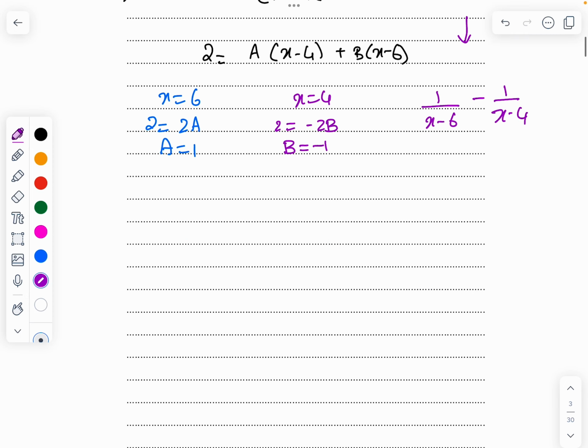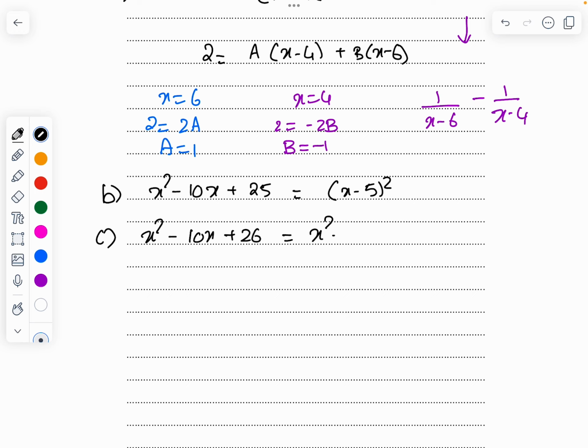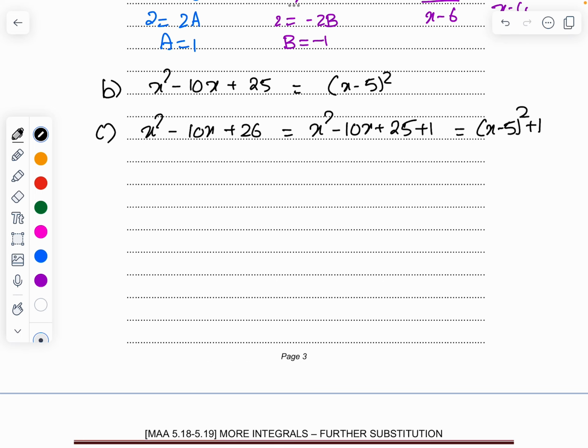Part B, x square minus 10x plus 25 can be written as x minus 5 whole square. Part C, x square minus 10x plus 26 can be written as x square minus 10x plus 25 plus 1. Till 25 is x minus 5 whole square plus 1.